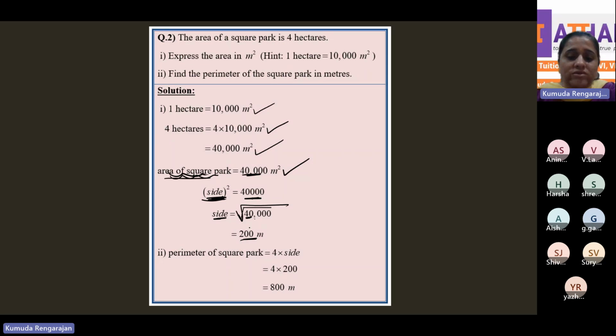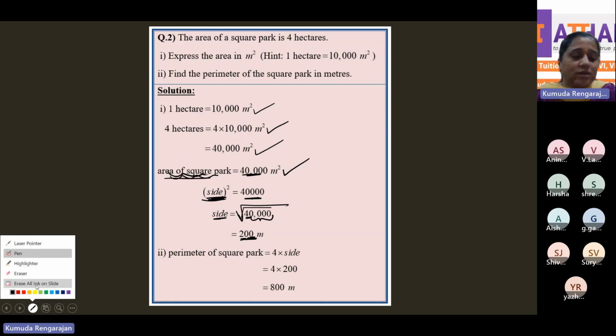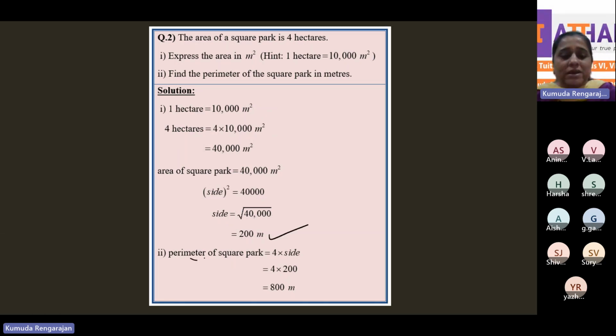Because the square root of 4 is 2, and from 4 zeros, 2 zeros come out of the square root. So the side of the square park is 200 meters. Now the perimeter of the square park, the formula is 4 into side units. So 4 into 200, which is 800 meters. In case you've gone wrong in calculating something, please take a screenshot and you can correct your answer later. Take a picture of the slide, take a screenshot.